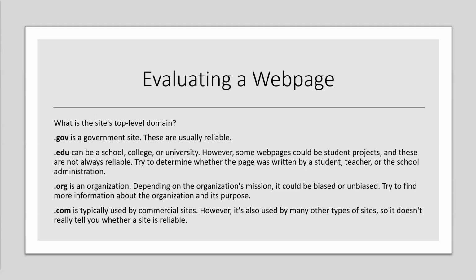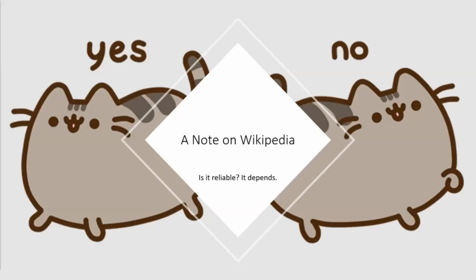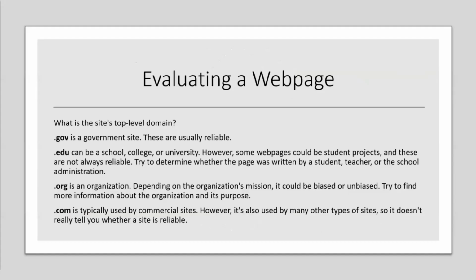So .gov is a government website, and they are usually reliable. .edu can be a school, college, or university, and some web pages could be student projects. So it's important to try to determine who the page was written by. Usually schools and colleges are better about this than some other organizations of showing you who created what specific content. There's usually going to be a directory that'll show you what subjects the author teaches, what their role is at the school, things of that nature that can help you determine if they are an authority.